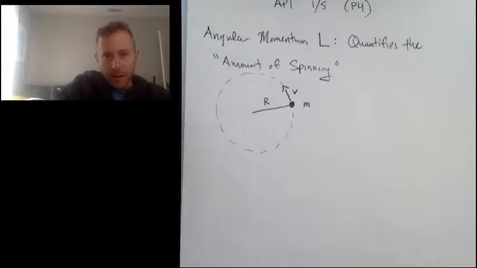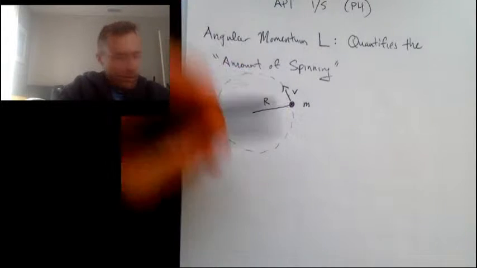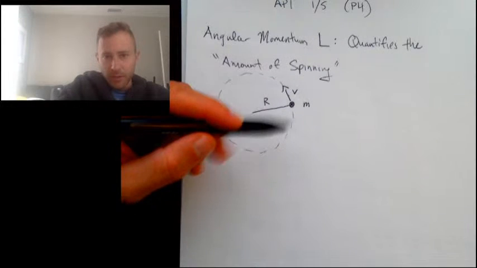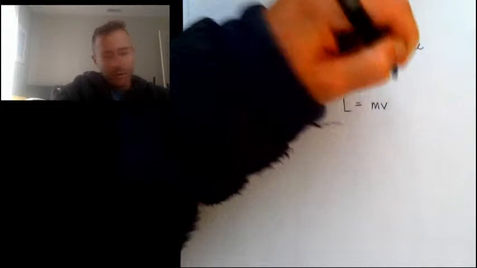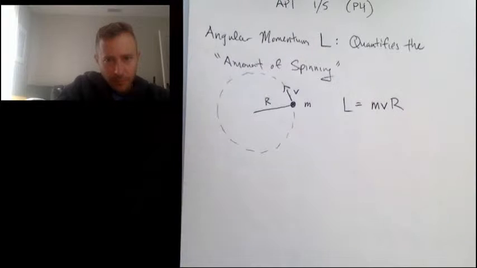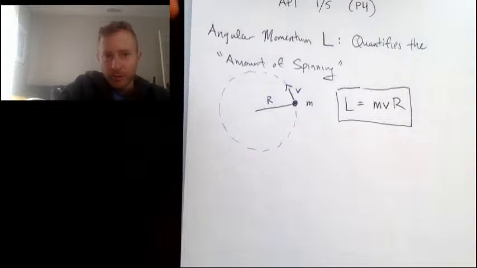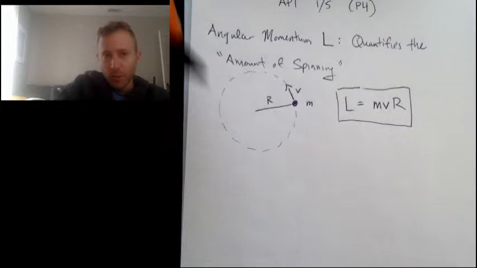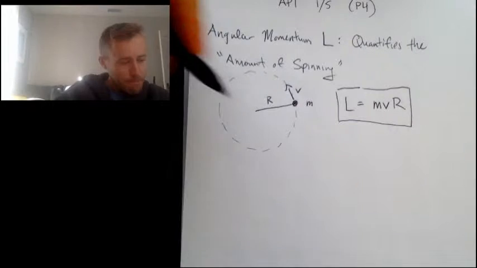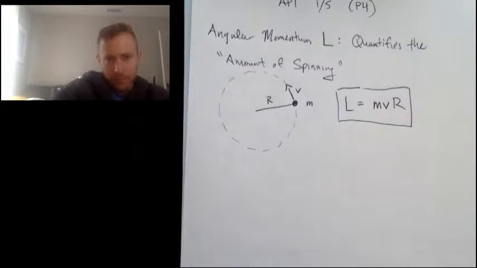For this object, we can think about this like for example, a planet orbiting the sun, or we could think about it like a tether ball or something like that. The angular momentum is equal to the mass times the velocity times the radius of the circle. So this is the formula for angular momentum, for the amount of spinning. You can see more spinning means you're going faster or you're going in a bigger circle. So that is angular momentum.